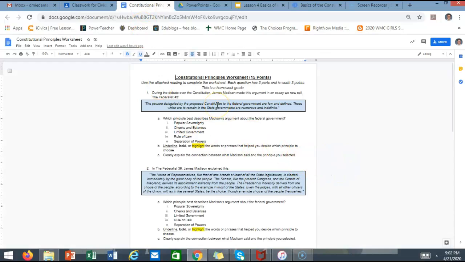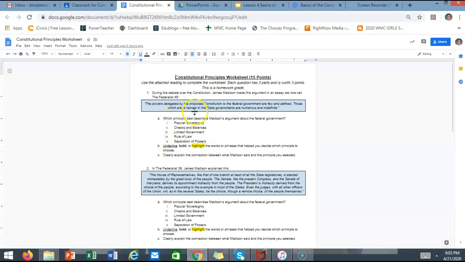Here's what you need to do. There are 5 questions. Each question has A, B, and C. A, B, and C are each worth 1 point, which means each question is worth 3. There are 5 questions, so 15 points total as a homework grade. The first part, A, is multiple choice. Which of these principles does this quote in the blue box describe?